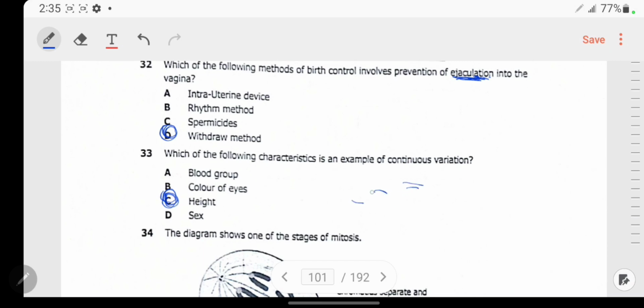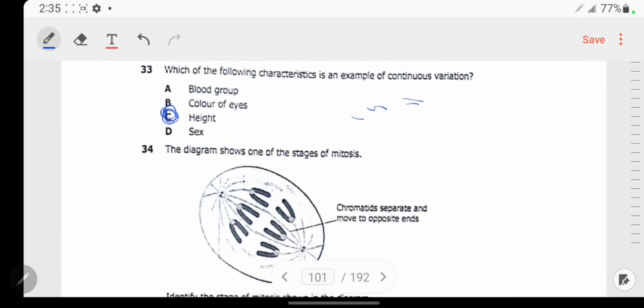In between, there are always those intermediates. There are a lot of differences. That's what it means for continuous.